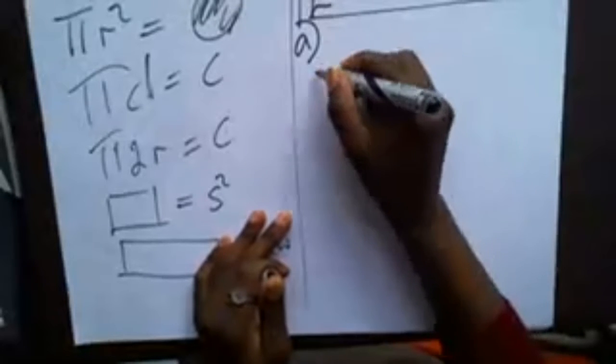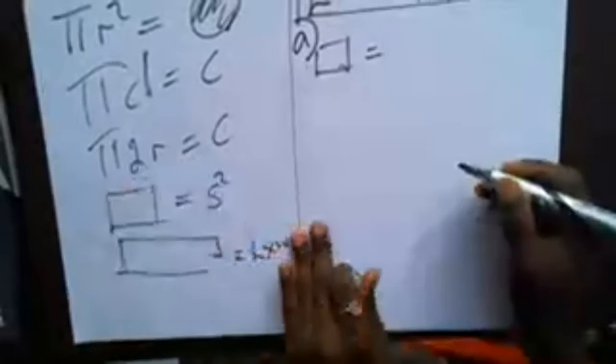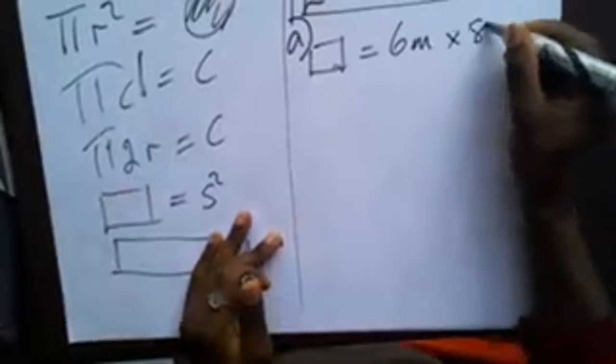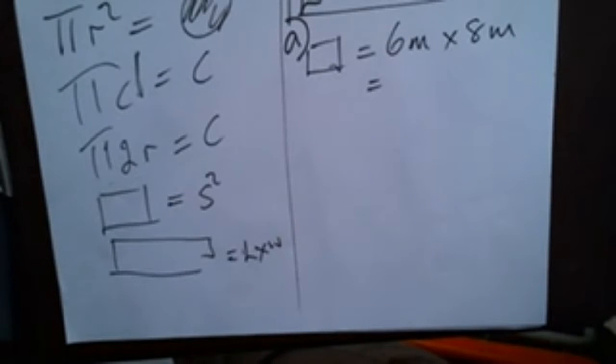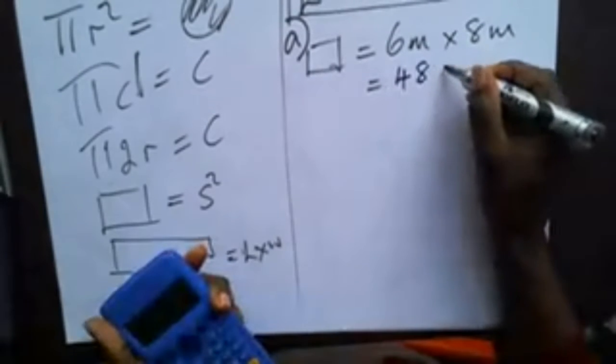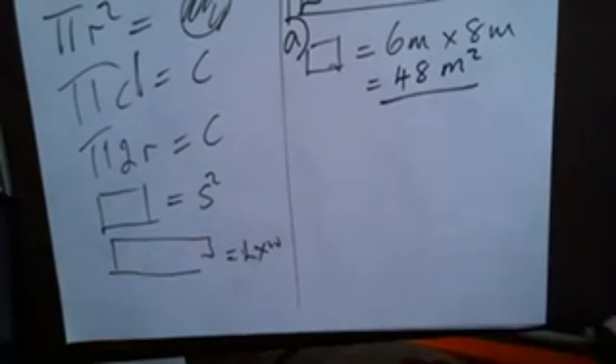So we say area of that rectangle. We know the formula to be used, which is length times width. So we say 6 meters by 8 meters. 6 by 8, we have 48 meters squared.